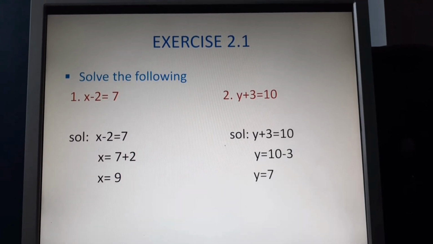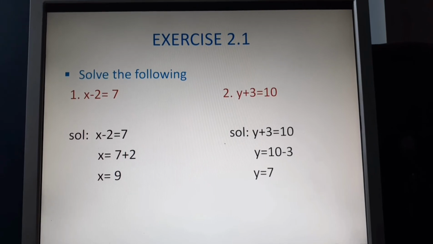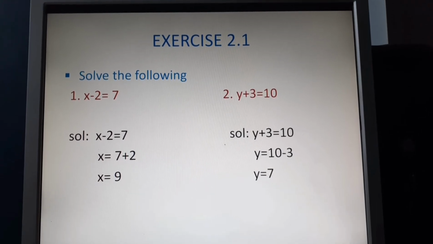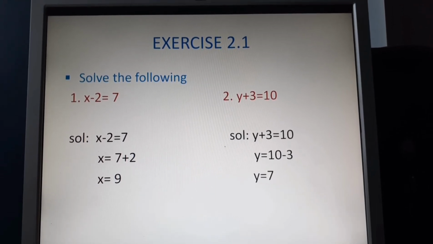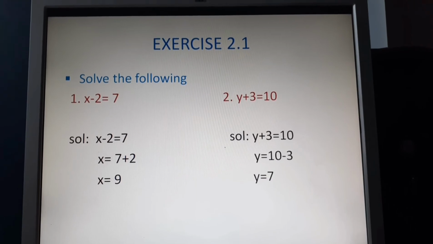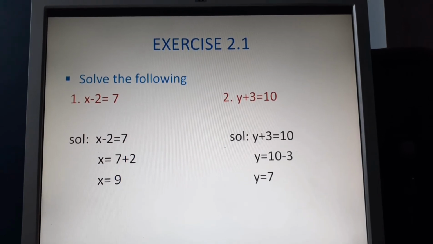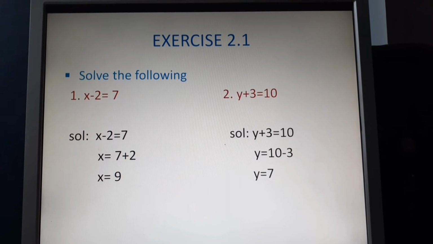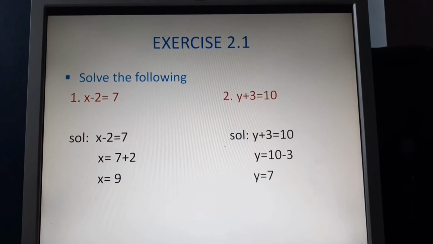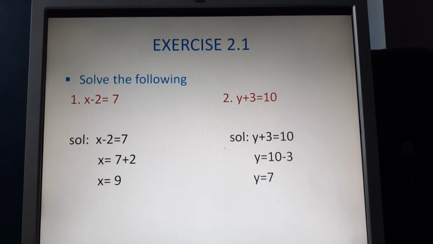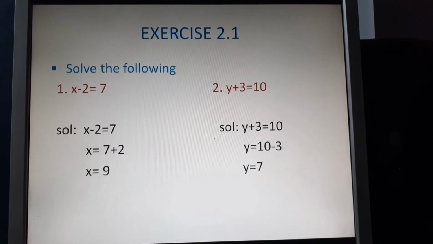Second problem, y plus 3 is equal to 10. Solution, the given equation is y plus 3 is equal to 10. y is equal to 10 minus 3. How is it possible? Plus 3 comes to that side and becomes minus 3. So, we get y equal to 10 minus 3. Now, 10 minus 3 is equal to 7. So, y is equal to 7.